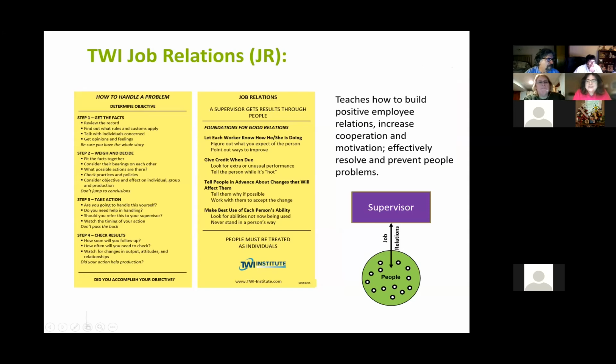Okay, job relations. It says in the text here, it teaches how to build positive relationships, increase cooperation and motivation, and effectively resolve and prevent people problems. Wouldn't that be nice?